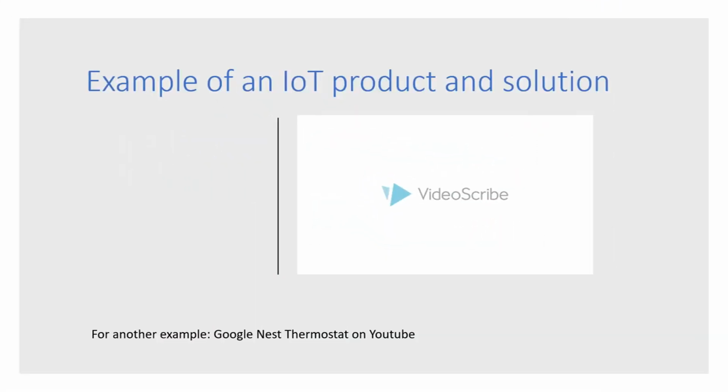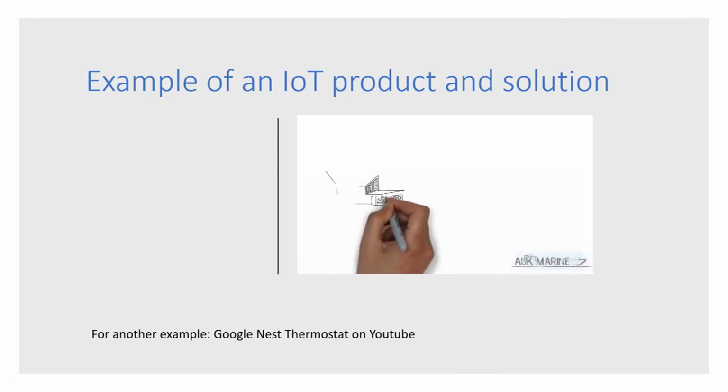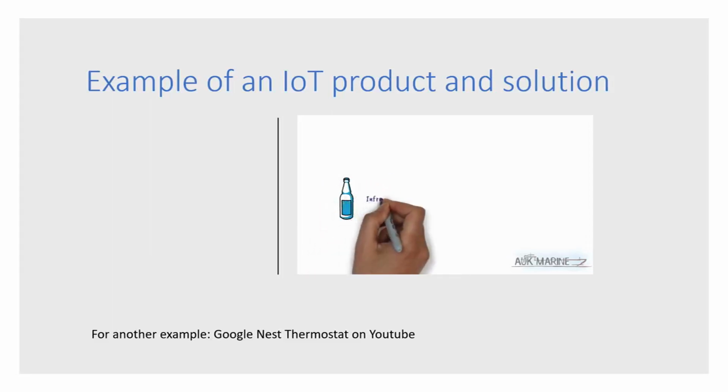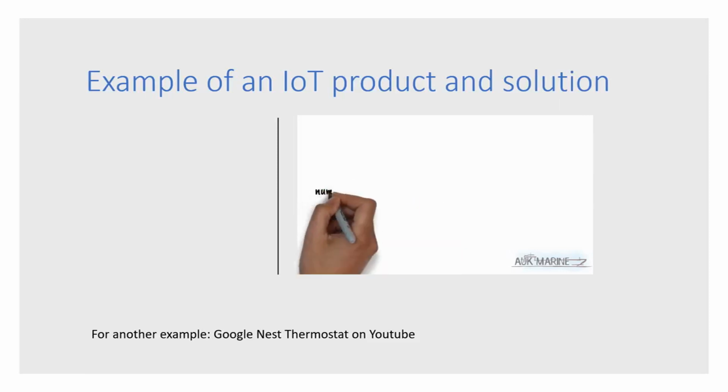It's much easier to understand if I give you an example of an IoT product and solution. Let's say you have a bottle manufacturing factory. In this factory you have different types of machines and equipment to manufacture the bottles. Now you want to sense the number of bottles, so you're going to use an infrared sensor to detect the number of bottles.